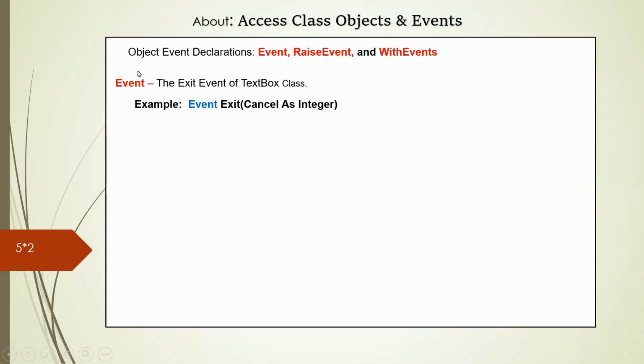For example, we take the Exit event as an example. Here you can see the event is declared below as Event Exit, and there is a parameter to be passed, just like the Form Unload case, Cancel as Integer. This is a true or false case. This is how an event is declared in the text box case.